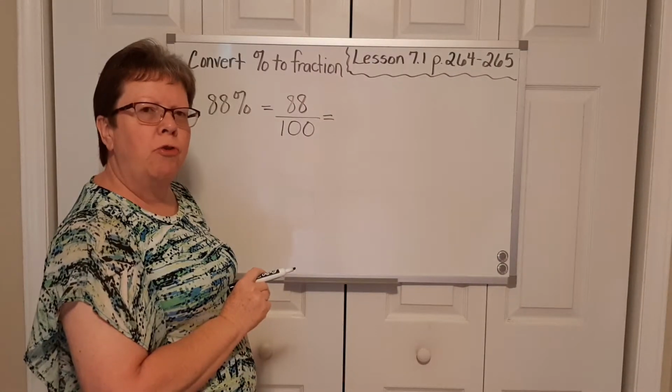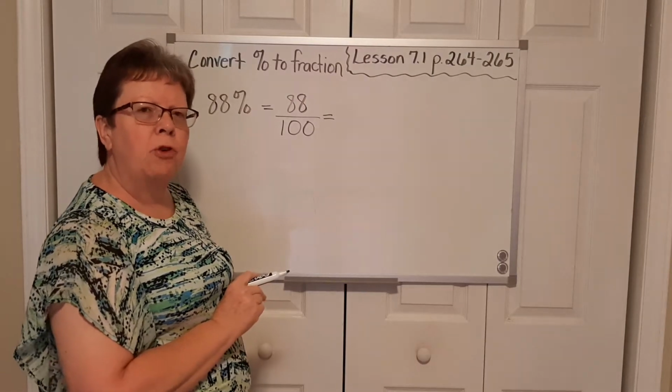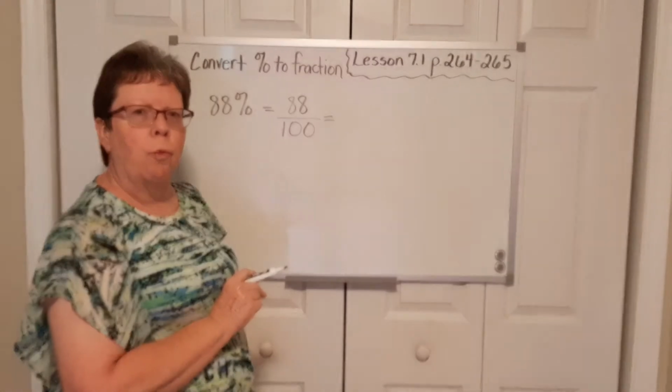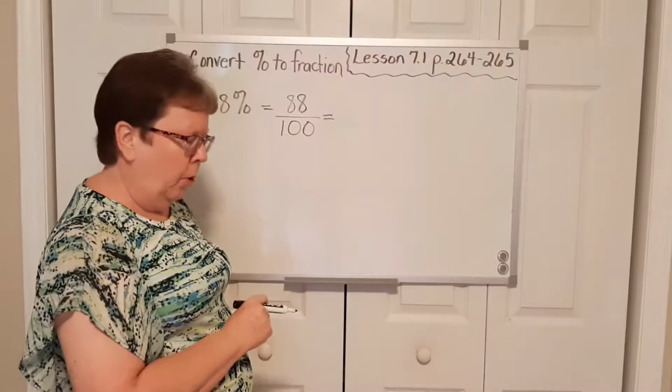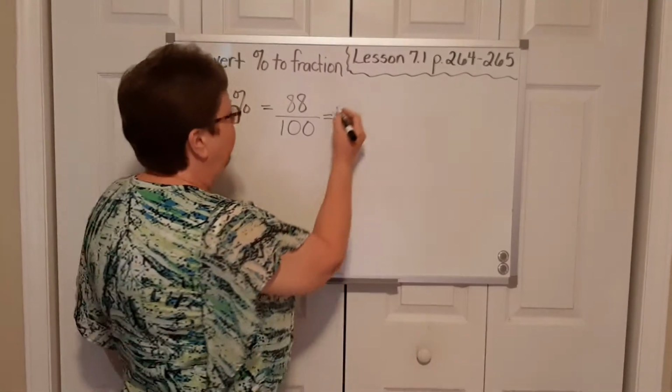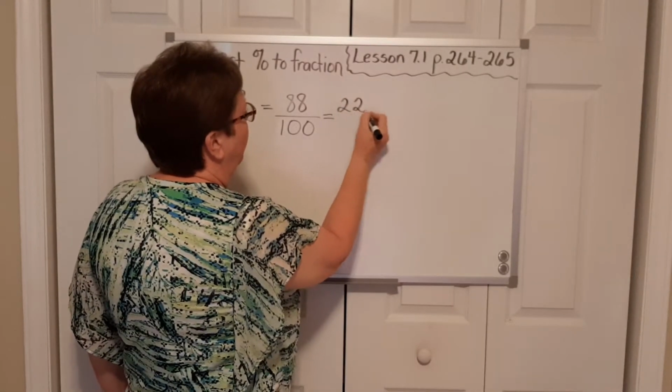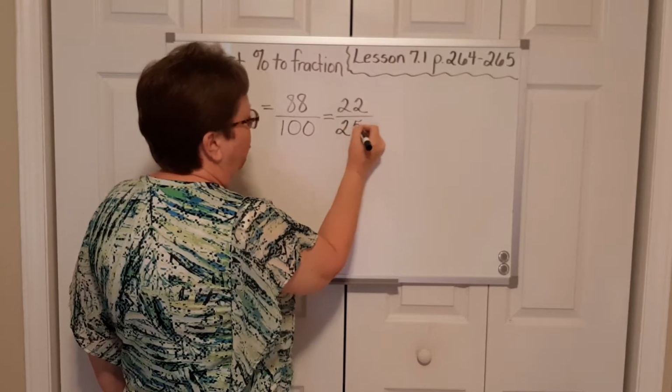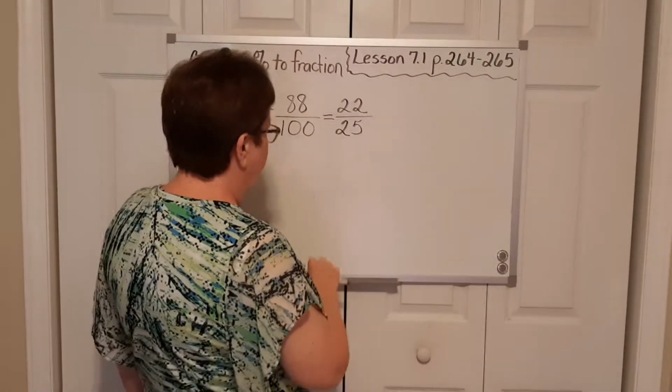Now, remember to use your divisibility rules to help you. They should be written in your flip chart. Otherwise, you can look back in your book and find those. If you reduce it correctly, you will get 22 over 25.